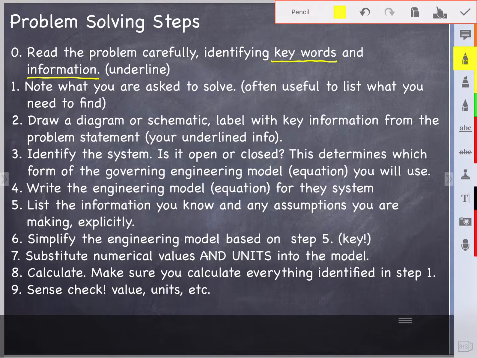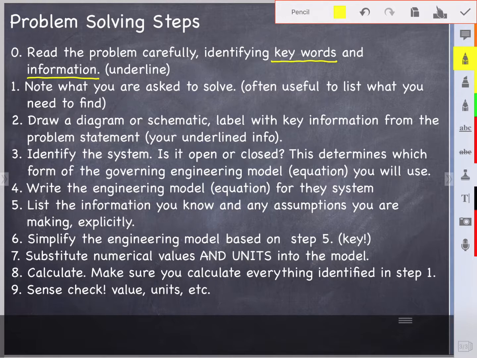Once you've read the problem and you know what it's about, step 1 is to make a note of what you're asked to solve. It's really often useful to list what you need to find, and many thermodynamics textbooks explicitly request that you write down what you're asked to find in the problem. Step 2 is to draw a diagram or some kind of schematic of the problem. It's useful to label it with key information from the problem statement. This is your underlined information, and just to help you to keep track of what's going on.